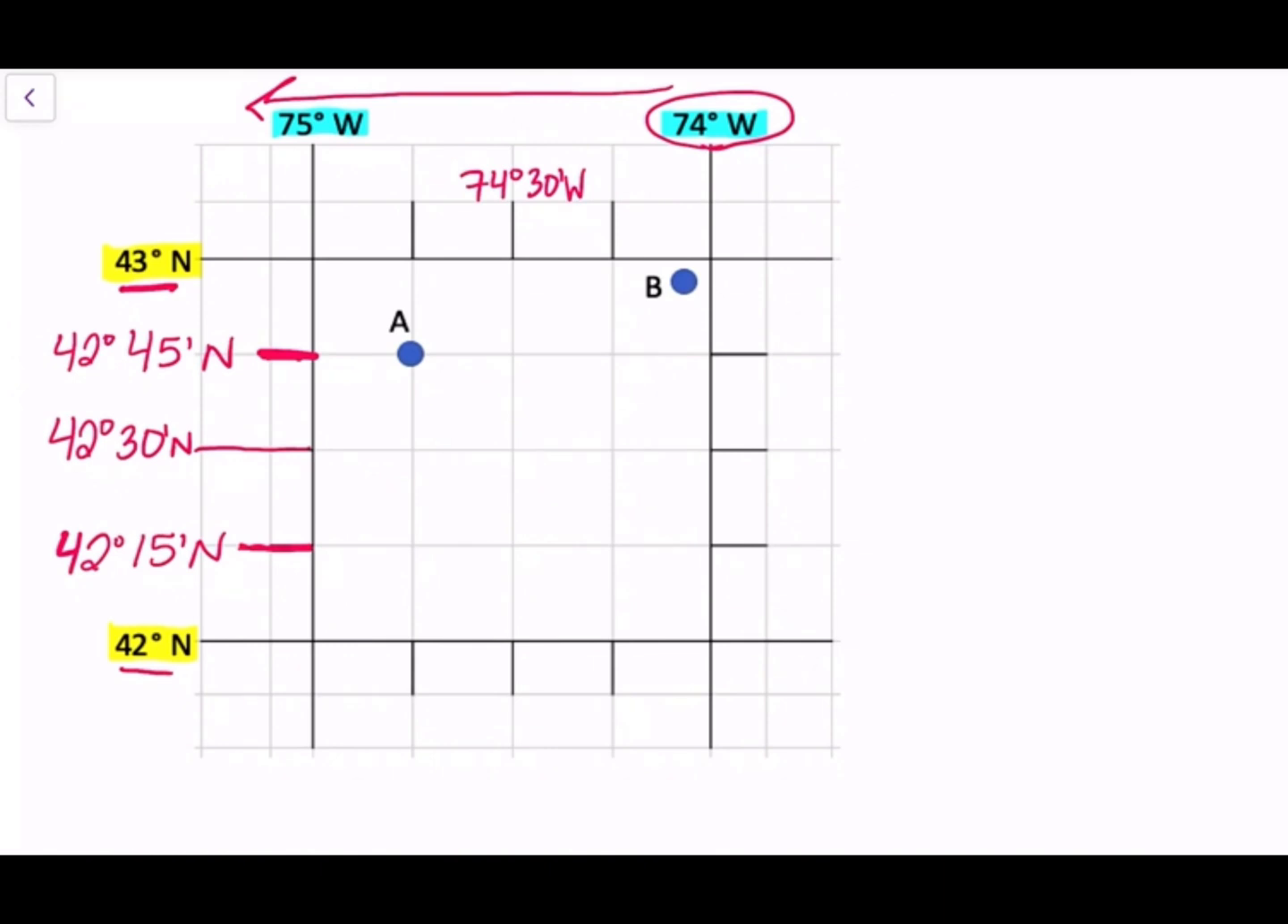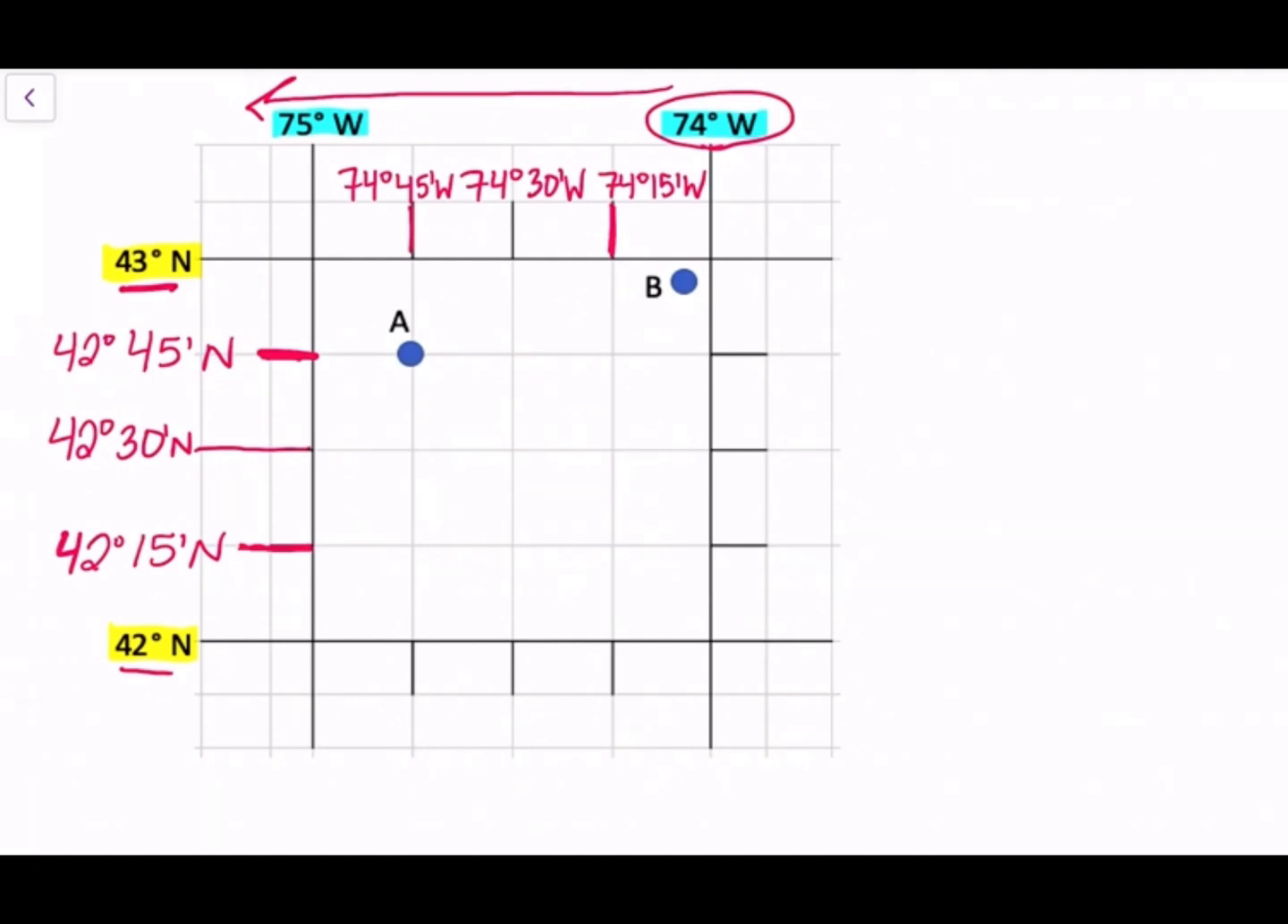I'll try to fill in the other two now. Here, this line is the quarter mark, or halfway between 0 and 30. So this line would be 74 degrees and 15 minutes west. And my third mark here is 3/4 of the way, halfway between 30 and 60, 74 degrees and 45 minutes west.